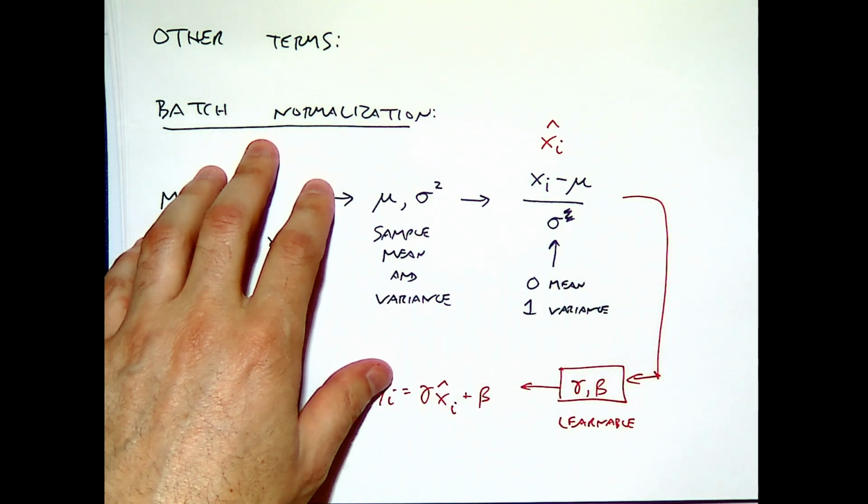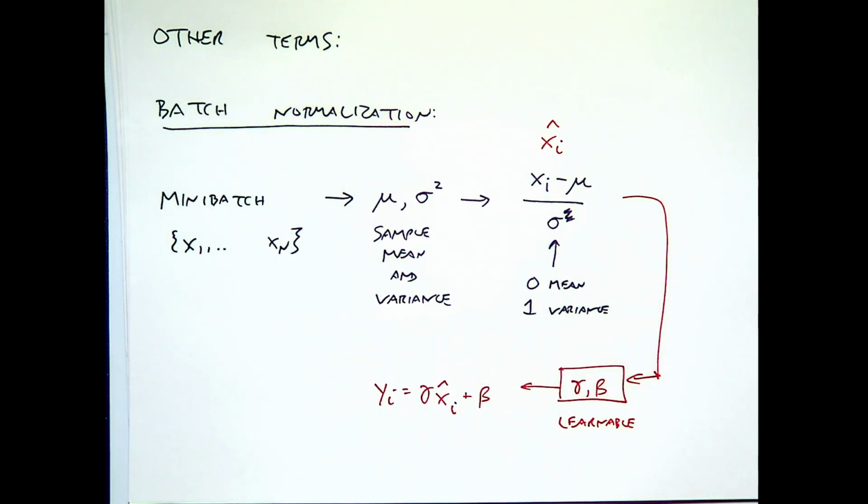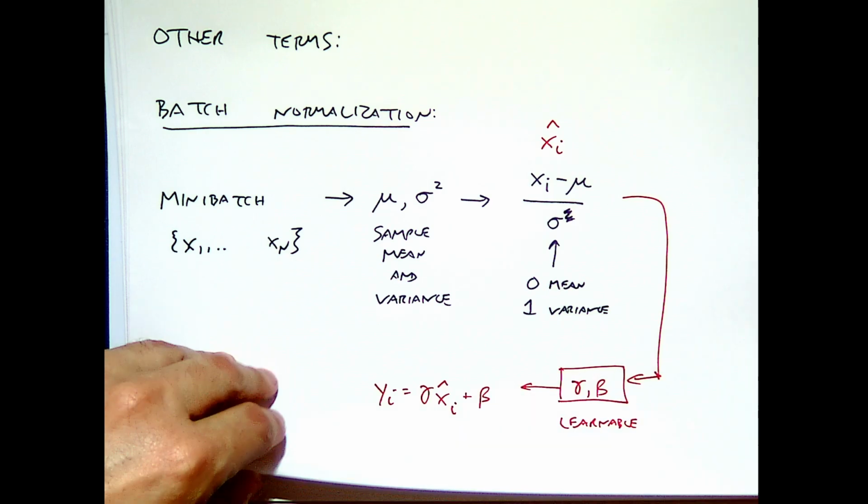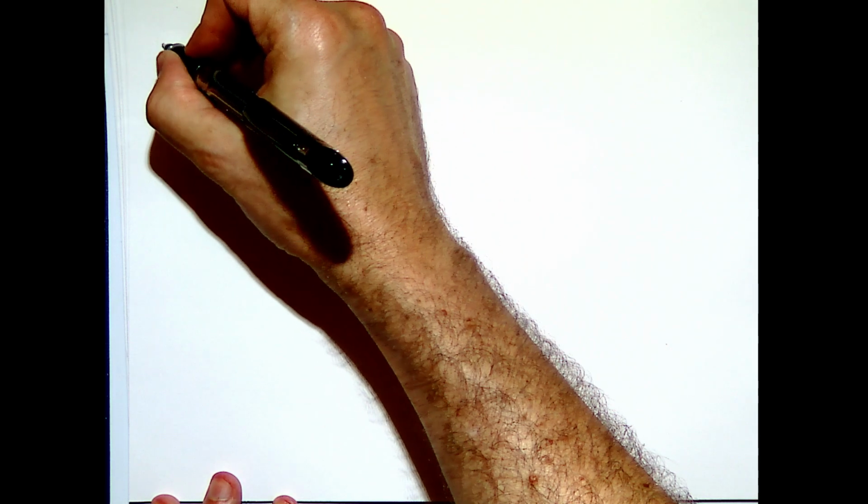So you'll definitely come across, sometimes you see, batch norm, right? How do I do the batch norm? Dropout is another word that you're going to hear.